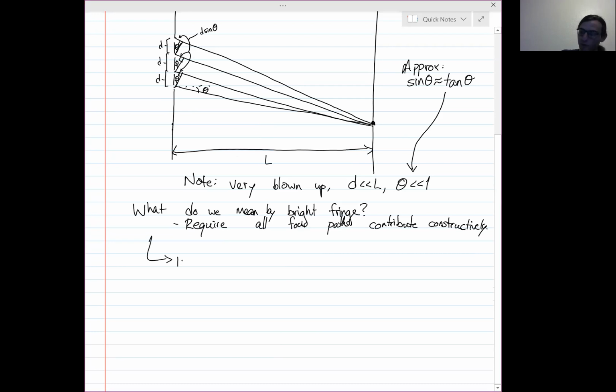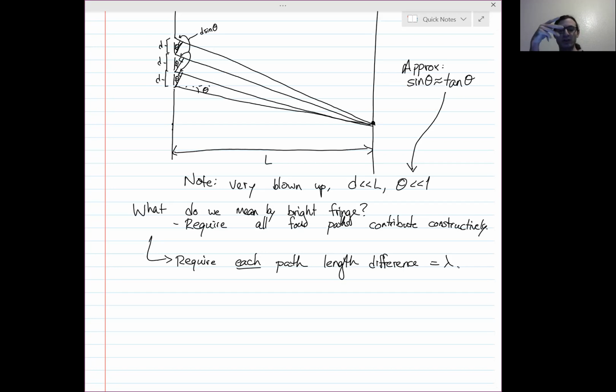It means that we require each length difference to be equal to lambda. Remember that in order to get constructive interference for the 2 slits, the path length difference between the 2 slits had to be either lambda or 2 lambda or 3 lambda or whatever. So in this case, in order to get constructive interference between all 4, the path difference between any 2 paths has to be a multiple of lambda.